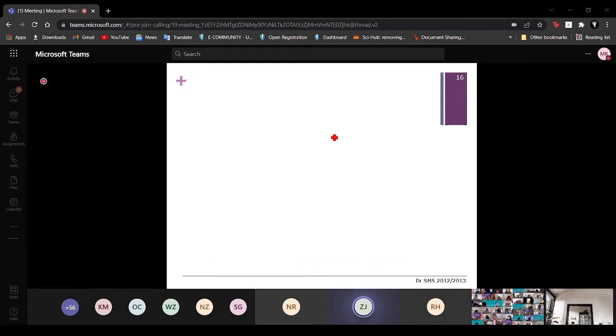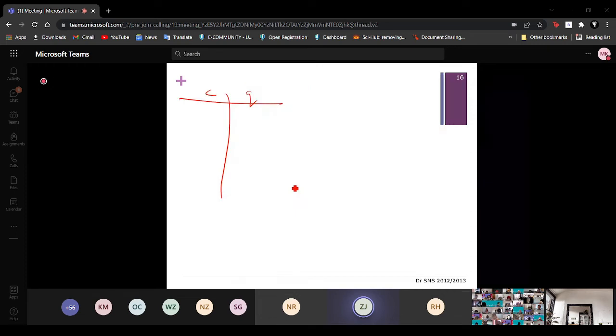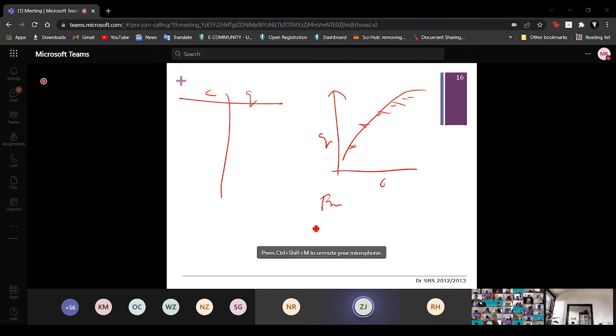Alright, so how do we do this? You just plot. You plot C against Q. They have already given the C and Q. Normally when you plot, you will get non-linear, if I'm not mistaken. So you test one by one. You test Freundlich first, then Langmuir. You see whether for Freundlich you get a linear line or not. If not, you move to Langmuir.